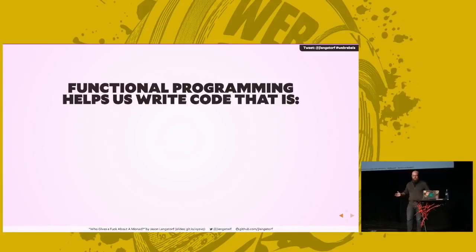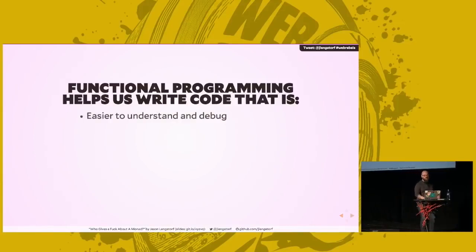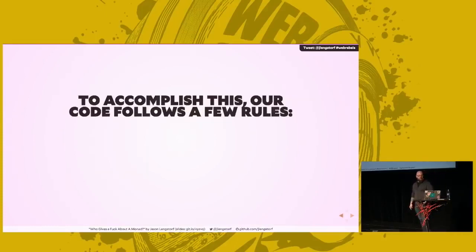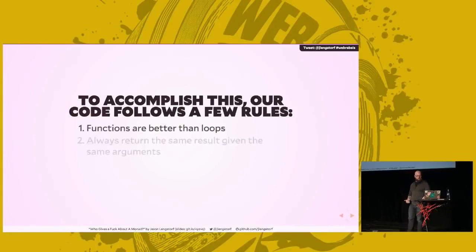So functional programming is something that is going to allow us to write code, and this is just a straight copy-paste, so I'll go fast. It's easier to understand and debug. It's cheaper and easier to maintain. It's more legible. It's more reusable, more testable, less error-prone. And all we have to do to get all of those benefits, remember that functions are typically going to be better than loops.